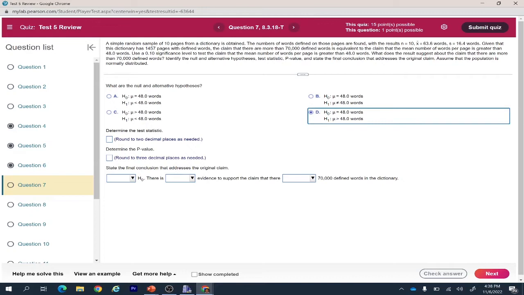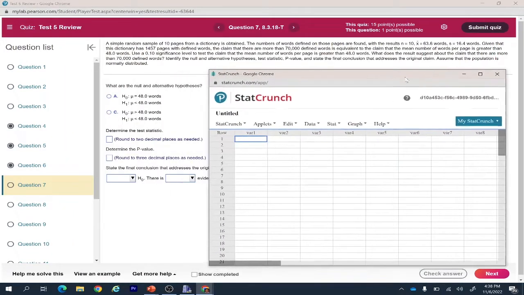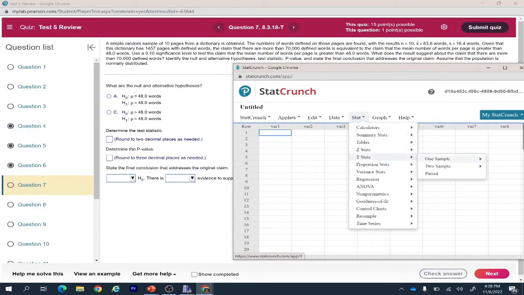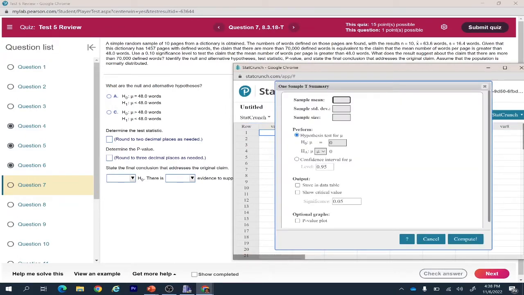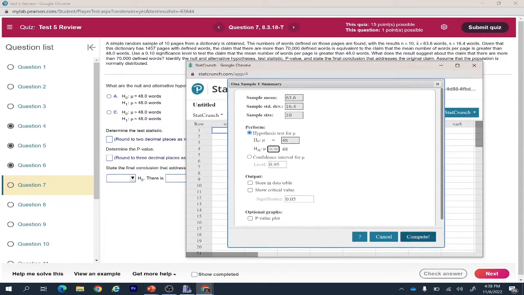As you can see, again, we can use StatCrunch. I'm going to use StatCrunch one more time. It's a t statistic, so I'm going to choose T stat, one sample with summary. The sample mean, as you can see here, is 63.6. The sample standard deviation that's given is 16.4. The sample size given is 10. Now the null hypothesis is mean equal to 48, and the alternative is greater than 48. So greater than 48. Let's compute.